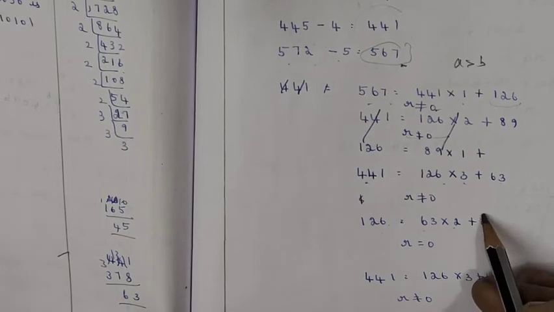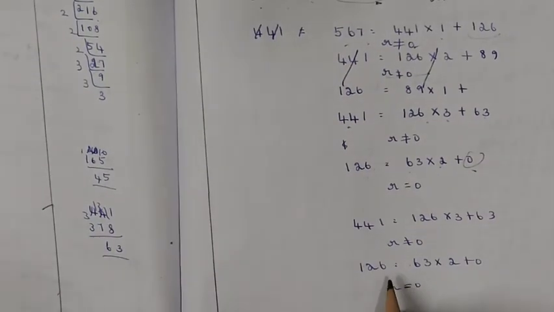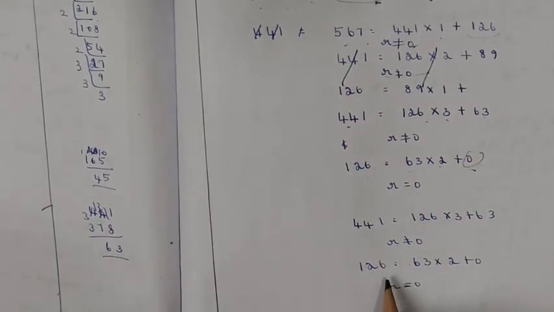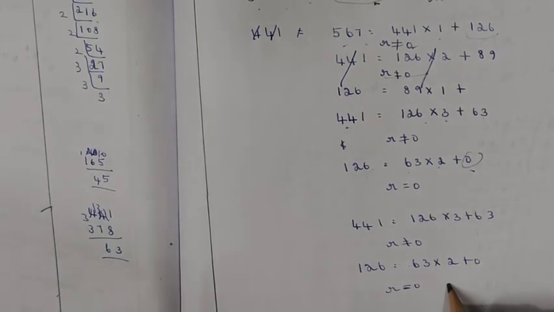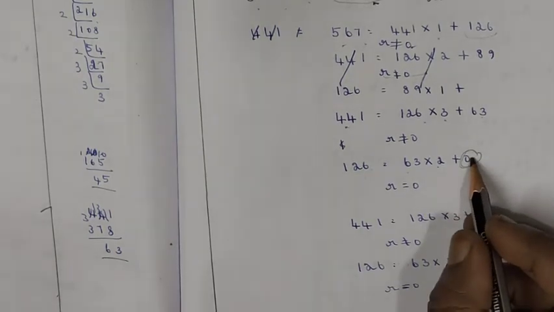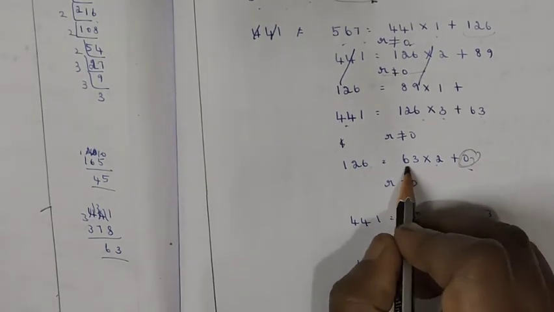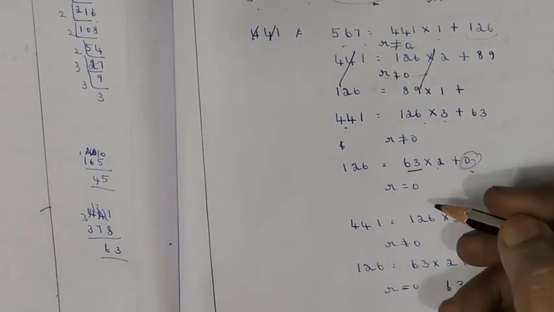Now, R is 0. HCF of 441 and 567 is 63. Since we have got R equal to 0, this divisor becomes the highest common factor.